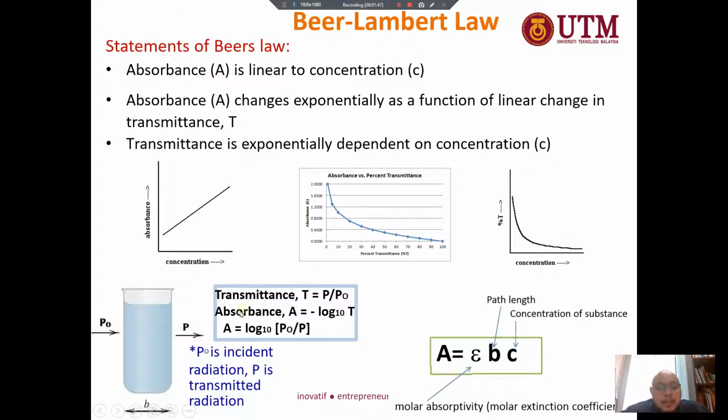Okay, the third one: transmittance is exponentially dependent on the concentration. The higher the concentration, the more analyte will absorb, which means nothing gets transmitted. So if we see over here, at high concentration, less of the light gets transmitted. At low concentration, when the analyte is not that much, a lot of light can be transmitted, so the percentage of transmittance will be high.